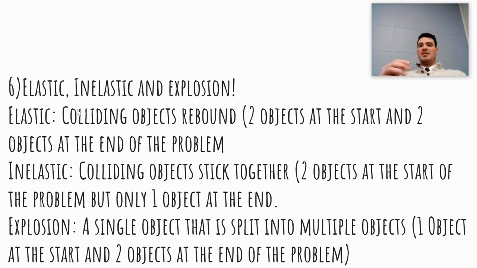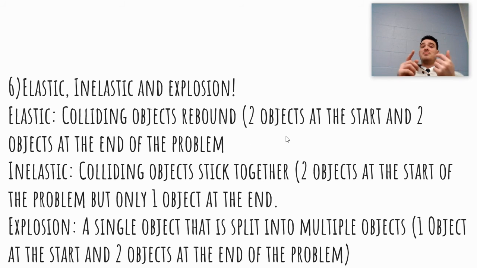Here's how I identify them. By definitions, right, I give you that, but I also think it's important to look at how many objects I have to start and then how many objects to finish. So an elastic collision is colliding objects that rebound. They are 2 objects to start, and then at the end of the collision, they are still 2 objects. So that is an elastic. Inelastics are objects that stick together. A lot of times it'll say they are stuck, they combine, something along those lines. And that's 2 objects at the start, but at the end, it's only 1 object. So that's the difference between elastic and inelastic.